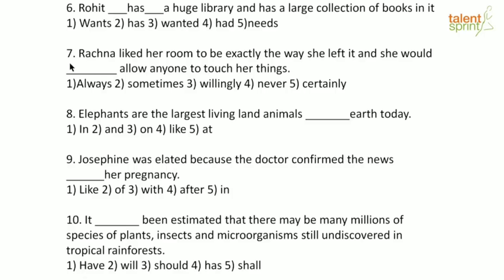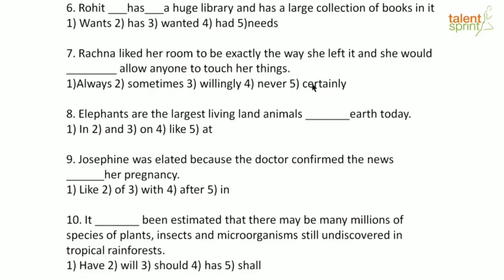Moving on to our 7th sentence. Rachna liked her room to be exactly the way she left it, and she would dash allow anyone to touch her things. So what is the context conveying to us? It says that Rachna basically doesn't like anybody to touch her things. She likes it just the way it is. So let's look at our options. Always, sometimes, willing, never, certainly.